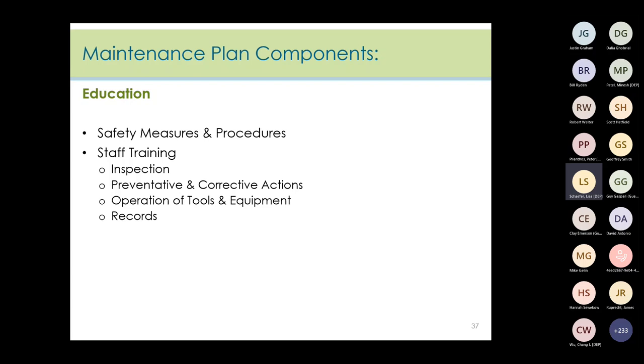The third element is education. Maintenance staff must be trained on safety measures, inspection methods, the various tasks, and the use of appropriate tools and equipment. Maintenance must also know what to record and where to file the records. Education includes knowing what records to keep, and always keep a backup of the records in another location. You never know if the original records could be destroyed somehow. Okay, so the permit even requires all approved maintenance plans be kept on file for review by the DEP. And this does happen.